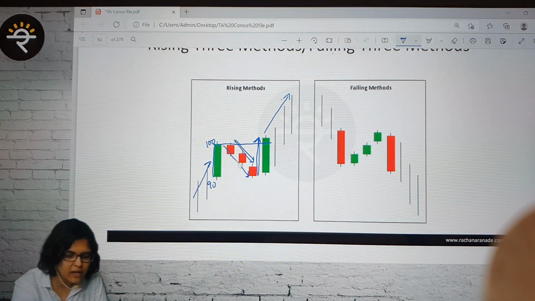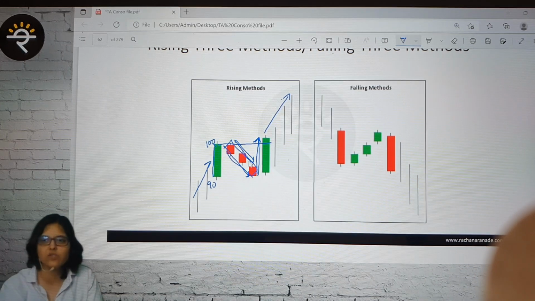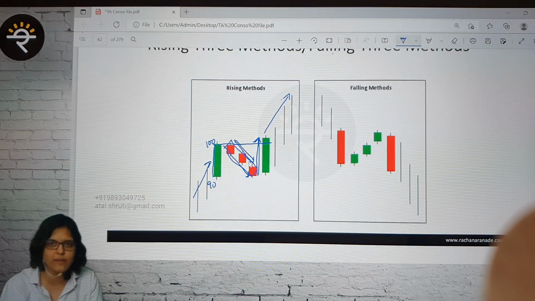So here we get a little bit confused. Can this be a reversal? But this is completely taken out. Hard to explain in short in Hindi. Is this clear? Shall we check falling 3 methods also and then I'll take a question?